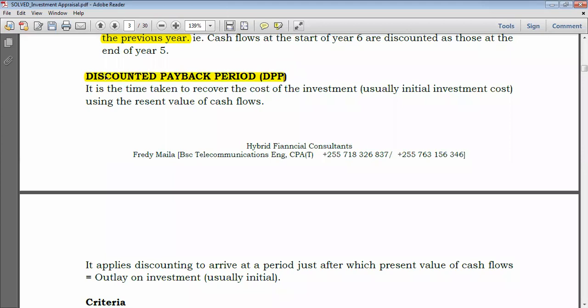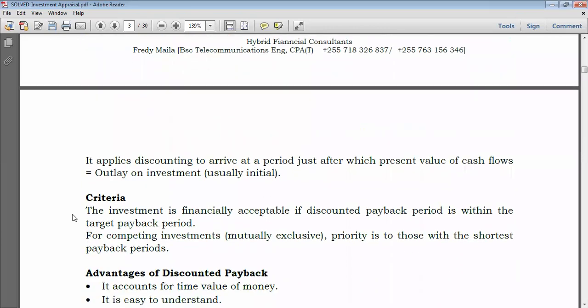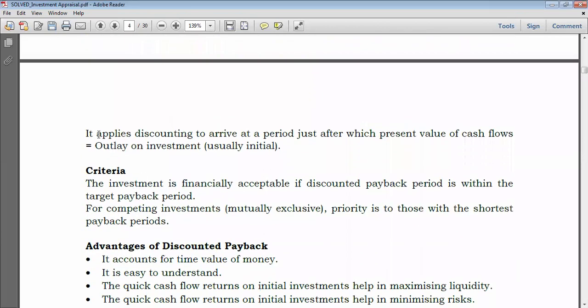So that's why we say it is the time taken to recover the cost of investment, usually the initial investment, using the present value of cash flows. Sorry, this is present value of cash flows, right? So we say it applies discounting to arrive at a period just after which the present value of cash flows equals the outlay on investment. So that's what we do.